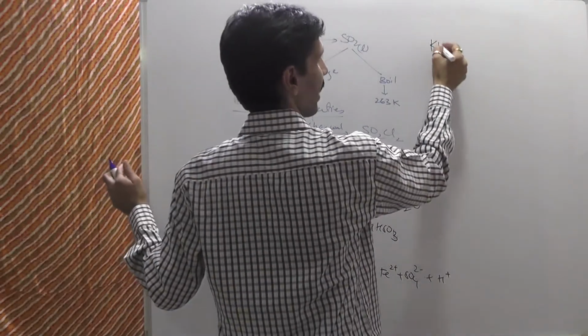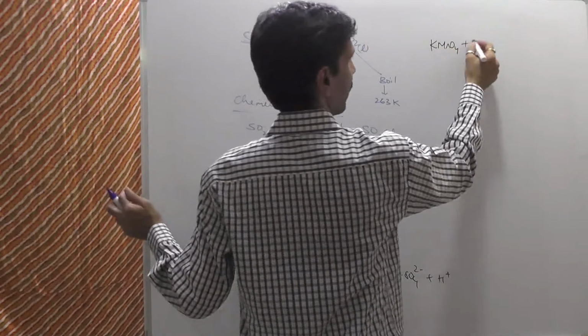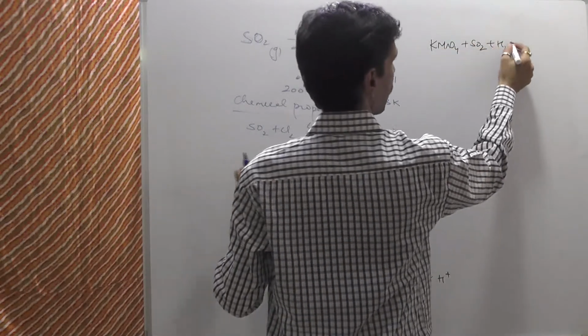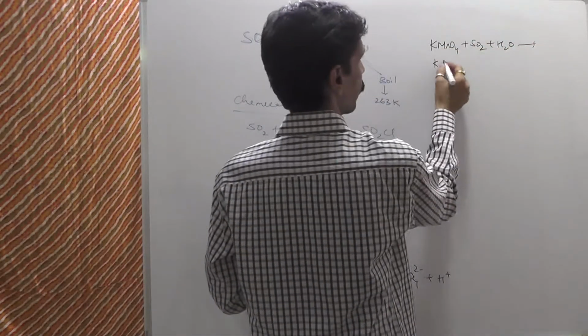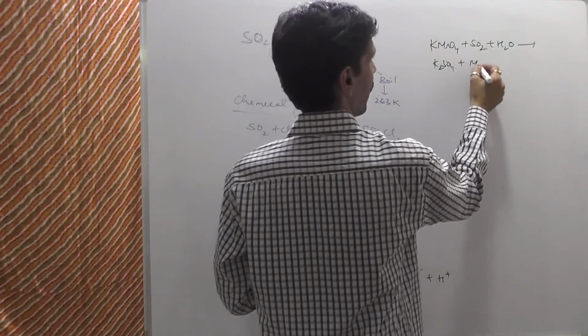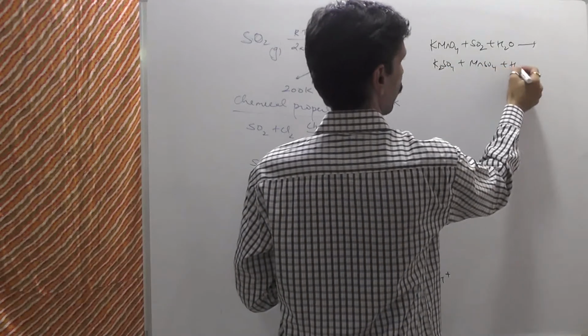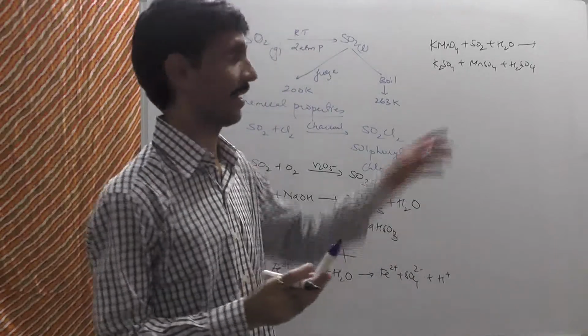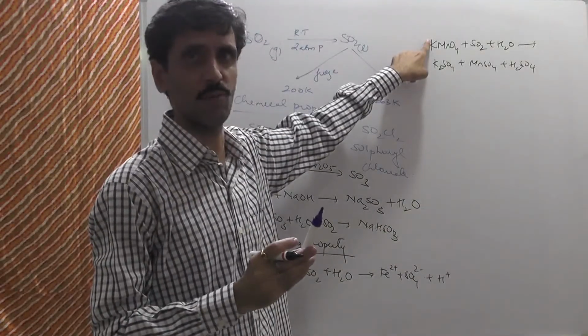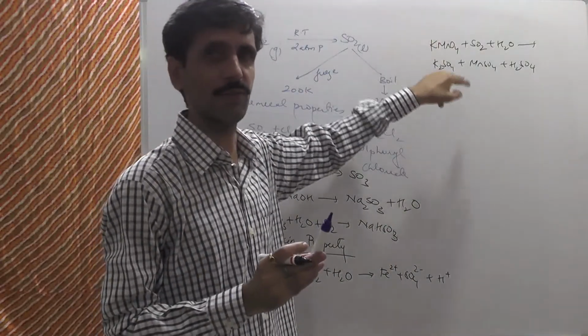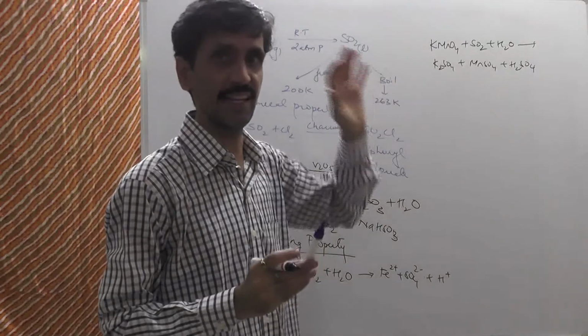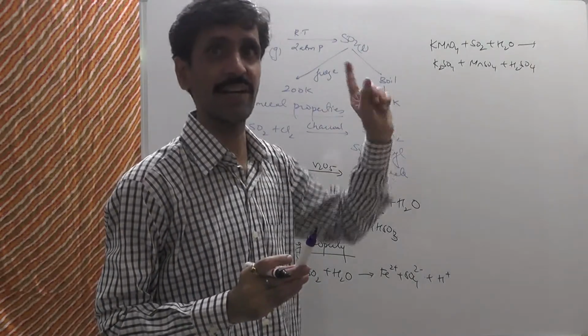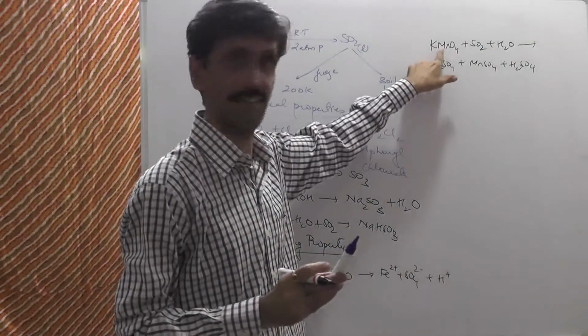KMnO4 is a very good oxidizing agent. It reacts with SO2 in presence of H2O, so it gives you K2SO4 plus MnSO4 plus H2SO4. तो डीकलराइजेशन होता है इस रिएक्शन की वजह से। KMnO4 का कलर आपको मालूम है, it's violet, it's purple. ओके, then it becomes what? Colorless. So this is an indication that KMnO4 undergoes reduction.